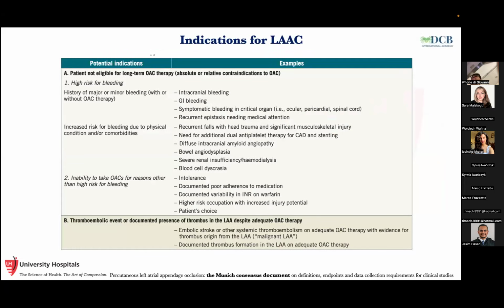approach. But what is the indication? What are the indications for left atrial appendage occlusion? This is a consensus statement from the EAPCI, the Munich consensus document, that established that in general we have to focus on 2 different types of population: the high bleeding risk population, with a history of major or minor bleeding, with or without oral anticoagulant therapy, that can be at increased risk for bleeding due to physical condition and comorbidities. So patients that had a bleeding event or are at increased risk for bleeding events, as we can see, there are lots of types of disease and bleeding that can occur in this case.